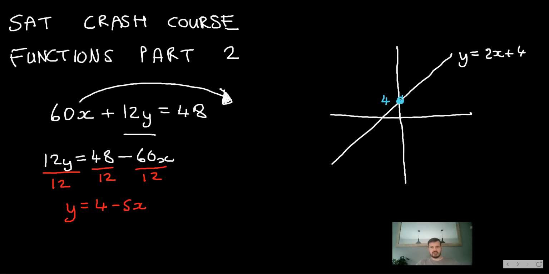And so what that would look like is, yes, it would go down, it would be intercepted at 4, but the negative 5x means that it slopes downwards like that.